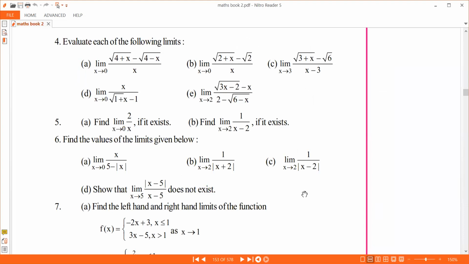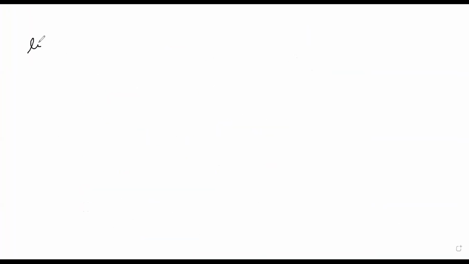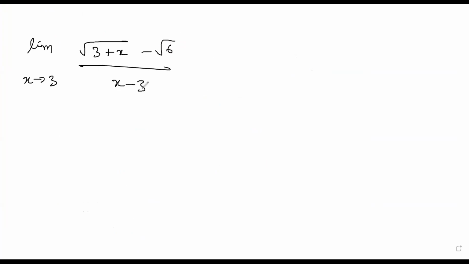Let's see, one more. Okay, this one you give it right. Limit extends to 3. Okay. Limit extends. Okay. All right. Sorry, understood. Limit extends to 3. Root of 3 plus x minus root 6 divided by x minus 3. That's the question. Give it.